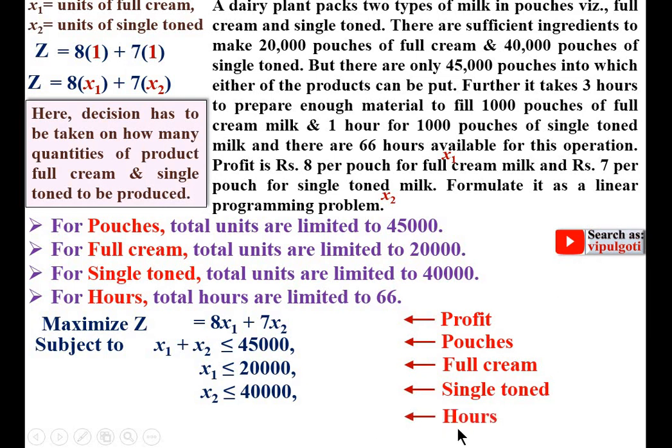So I can write the constraint for the hours. So try to understand why it is x1 upon 1000. So in the description it is given to you. It takes 3 hours to prepare enough material to fill 1000 pouches of full cream milk. So if I consider hours required per unit, that is x1 upon 1000. Similarly, you can understand over here x2 upon 1000.